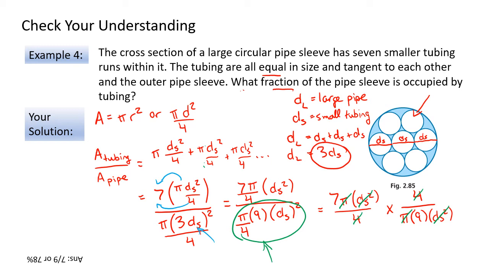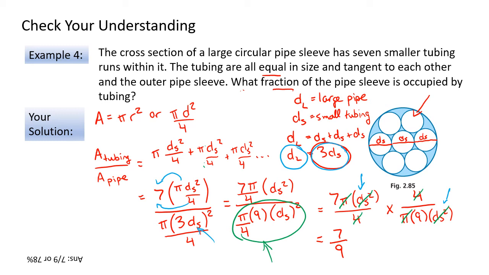Now, if these terms were different, so we related the large diameter to the small diameter. And we did that because this is the same term, small diameter and small diameter. If we left that as dl squared, we couldn't cancel that out because they're different terms. One is the large pipe diameter and one is the small. So if we cancel all that out, we're only left with 2 numbers, 7 on the numerator and 9 in the denominator. So what this means is 7/9 of that pipe sleeve is occupied by the tubing.